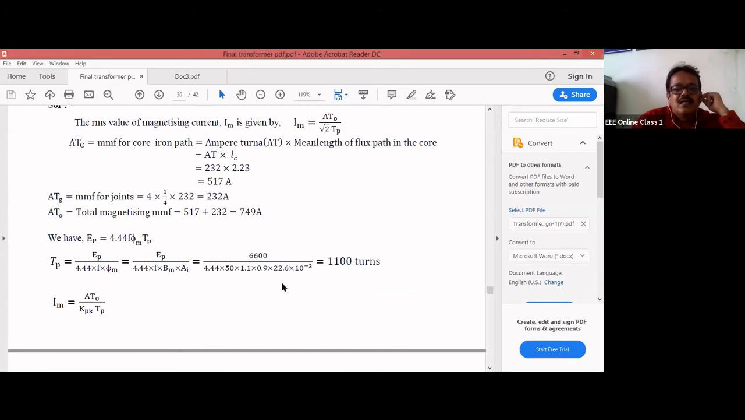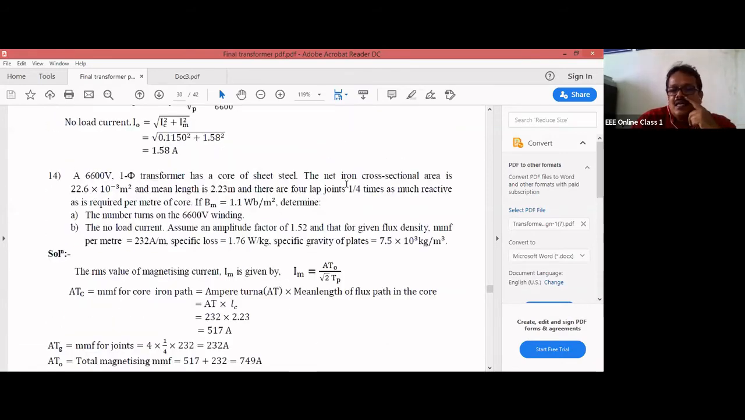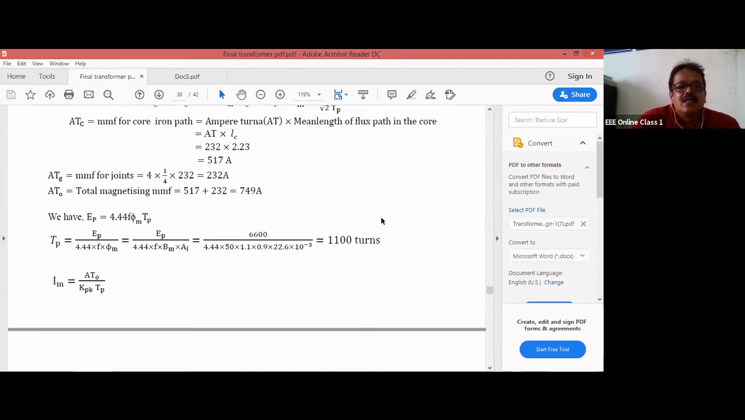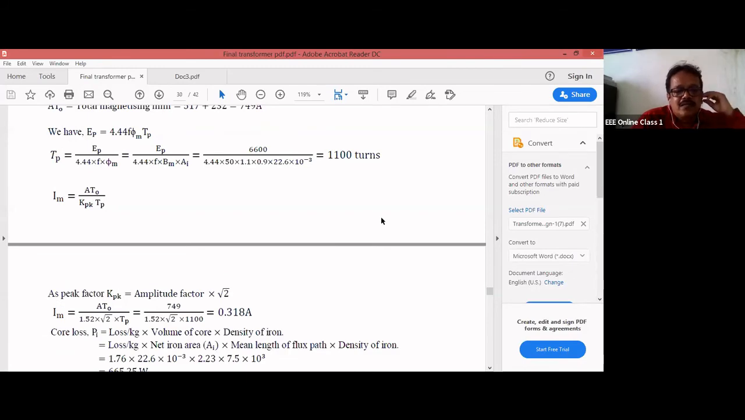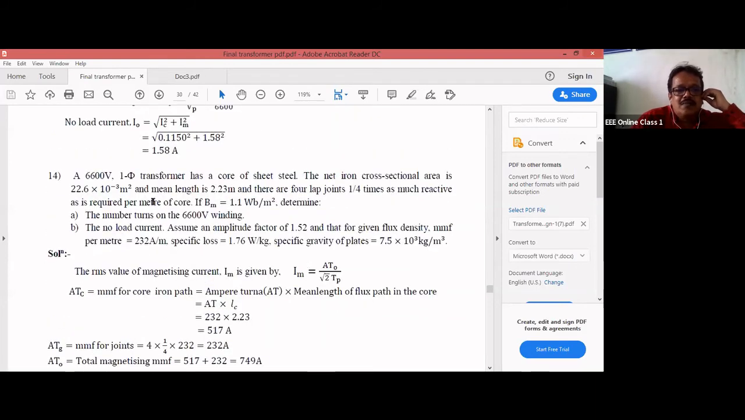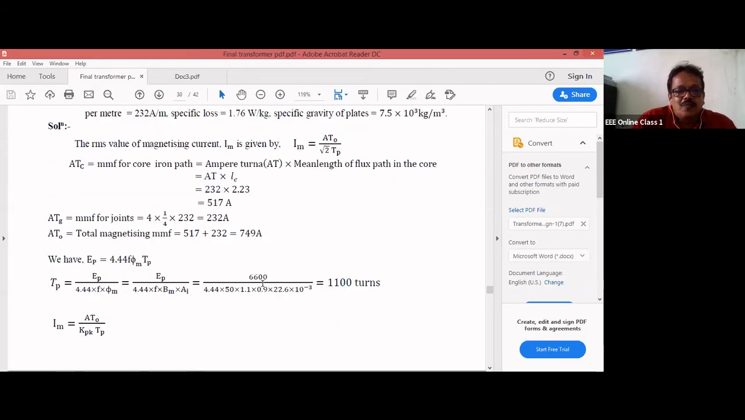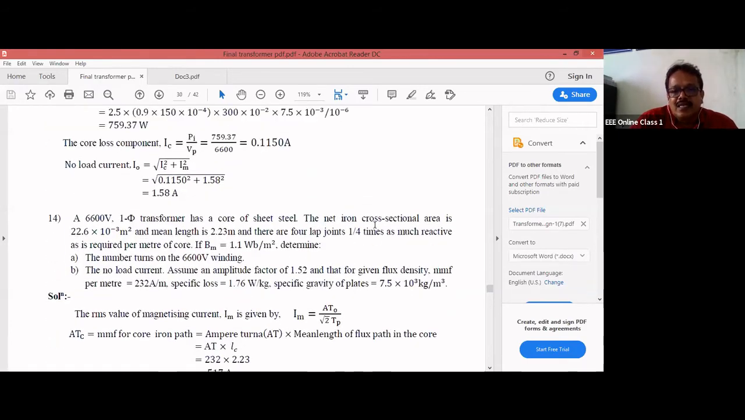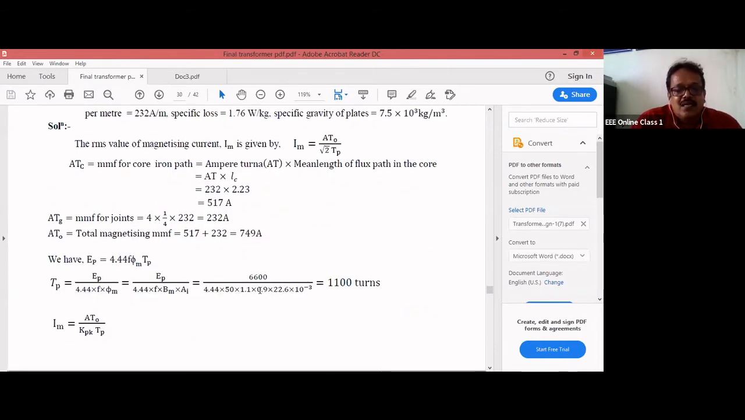Here do one thing. They have directly given the net iron cross section area, so here no need to put 0.9. I had put 0.9 here, but you don't put 0.9. I'll make a correction here: directly put 22.6 into 10 power minus 3, because they directly gave AI, the net iron cross section area. While copying and pasting, I had taken the same step, so you delete this 0.9.